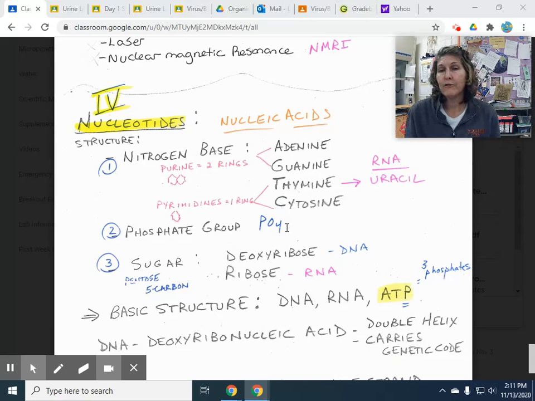Phosphate group is that PO4 group. So that's a functional group that we talked about. It's kind of a high energy group. It's going to create a high energy bond. It's going to bond the sugars and the phosphates to create the backbone of your DNA molecule.